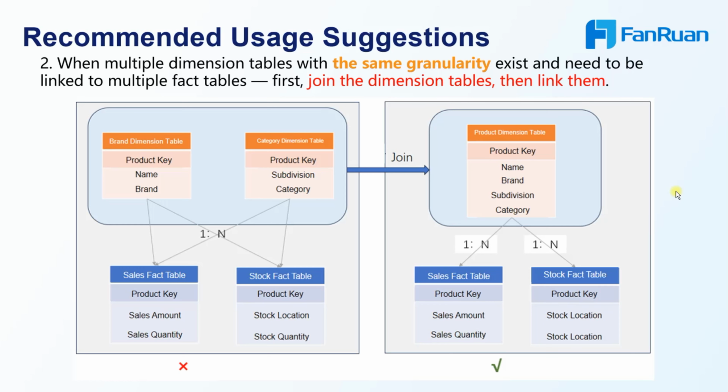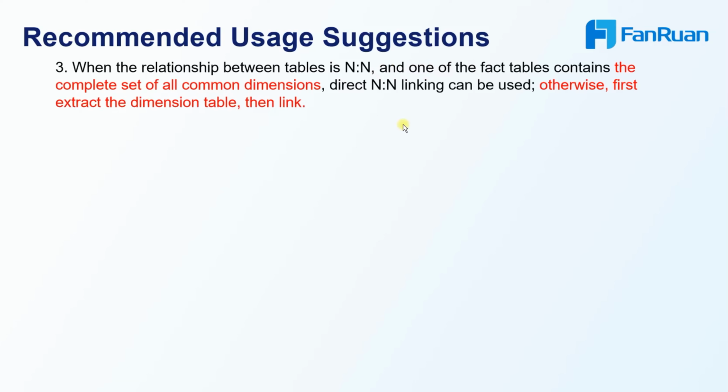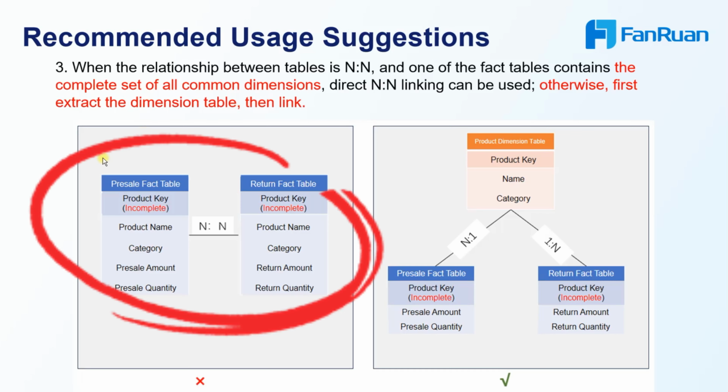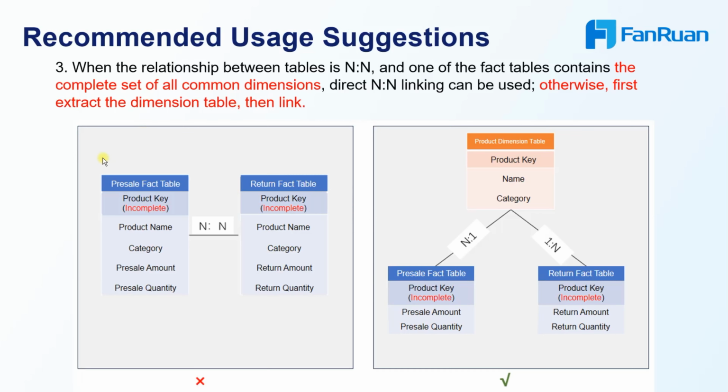The third recommendation is a little more abstract, but don't worry, I will break it down for you step by step. The third recommendation is that when the relationship between tables is N to N, many to many, and one fact table contains the complete set of all shared dimensions, you can directly do an N-to-N association. What does this mean? Let's look at an example. It's about associating the pre-sales fact table and return fact table in an end-to-end relationship.